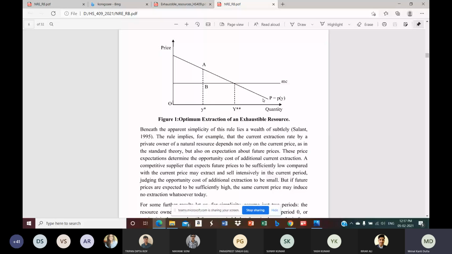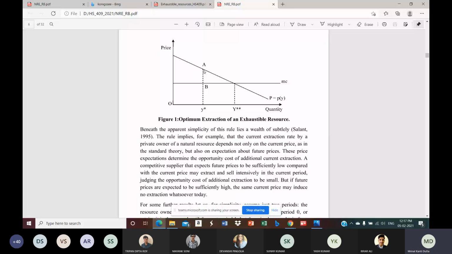But in the case of exhaustible resources, what happens? We need to take into account the fact that once the resource is utilized, it will no longer be available for use in the future. So that means there is a trade-off in the use. So there is an opportunity cost, and that opportunity cost is added to the marginal cost. Now, if that is taken into account, for example, we assume that the marginal opportunity cost is equivalent to AB. So you have seen that AB.